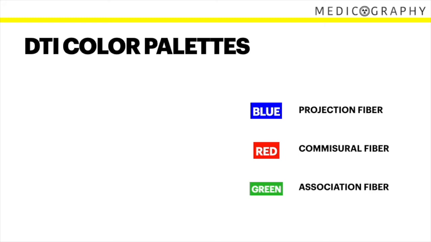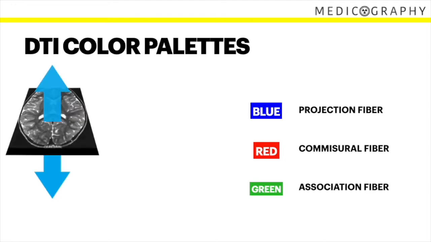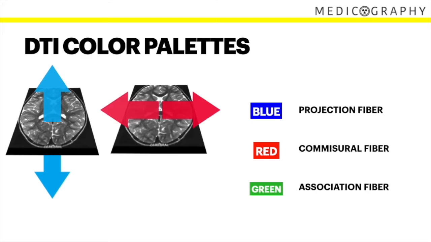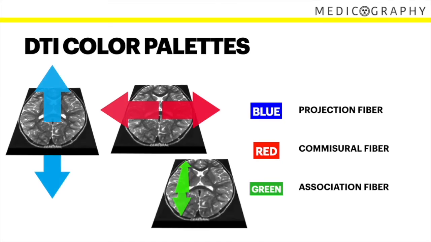So first of all, the blue represents the projection fiber, which projects from the cortex to the spinal cord, going up and down. And the commissural fiber connects between the two hemispheres, like the corpus callosum, such as that. And the association fiber is going forward or backward in the same hemisphere.